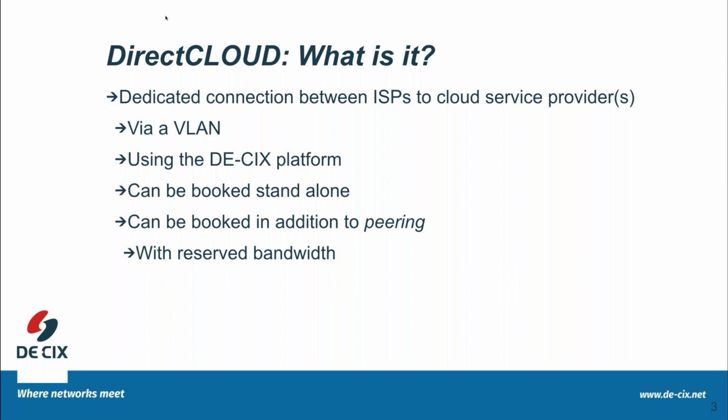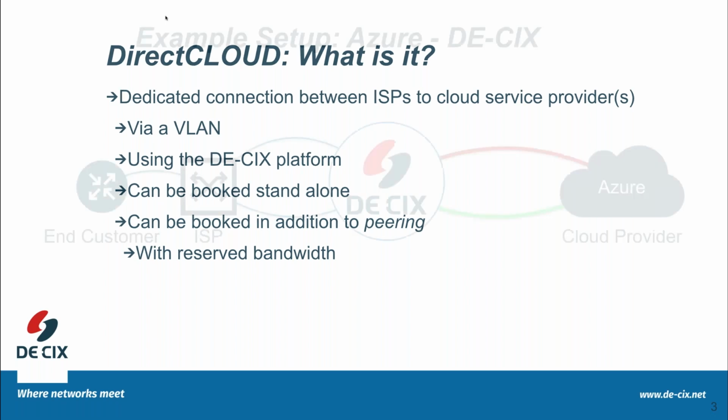And what's the main benefit between this dedicated VLAN and the standard peering? This VLAN comes with a reserved bandwidth for your cloud connectivity. So even if you are maxing out your peering service, you will still have the booked connectivity for your cloud service available. How does the setup look like?